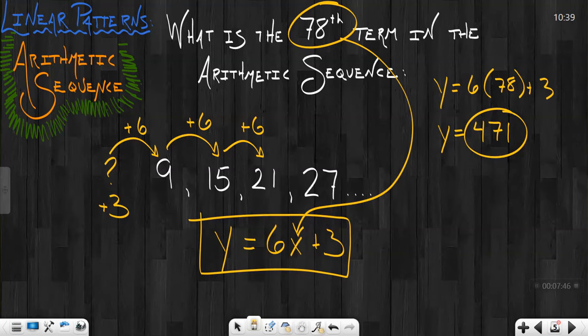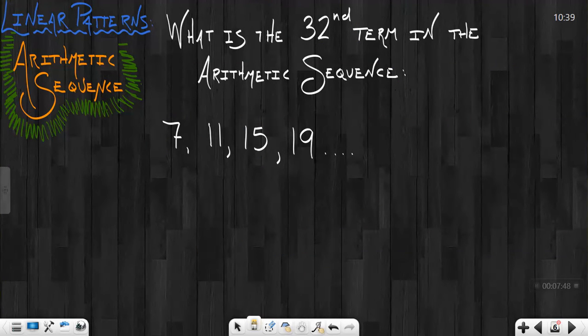Now, let's put this into practice with a few more examples. On this one here, I want you to try and pause the video, see if you can figure out the 32nd term on your own by writing the equation for this one. Now that you're coming back into it, I'm going to assume that you already got your answer. Let's see if you're right.